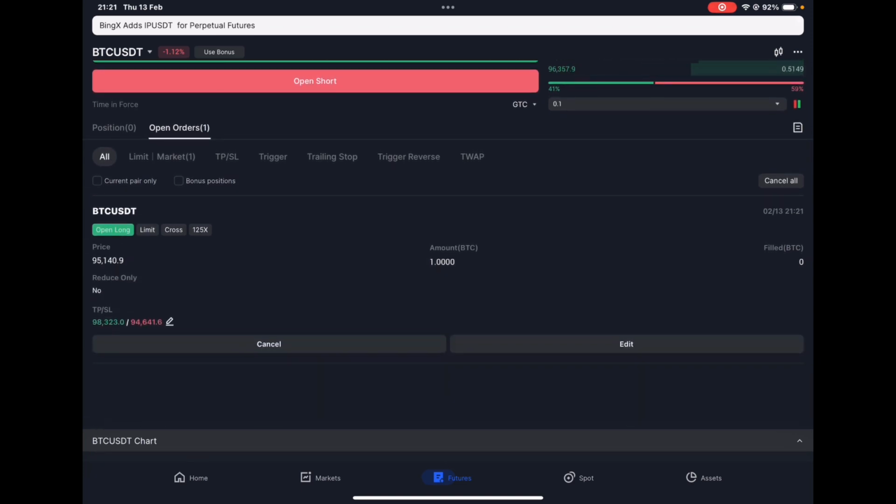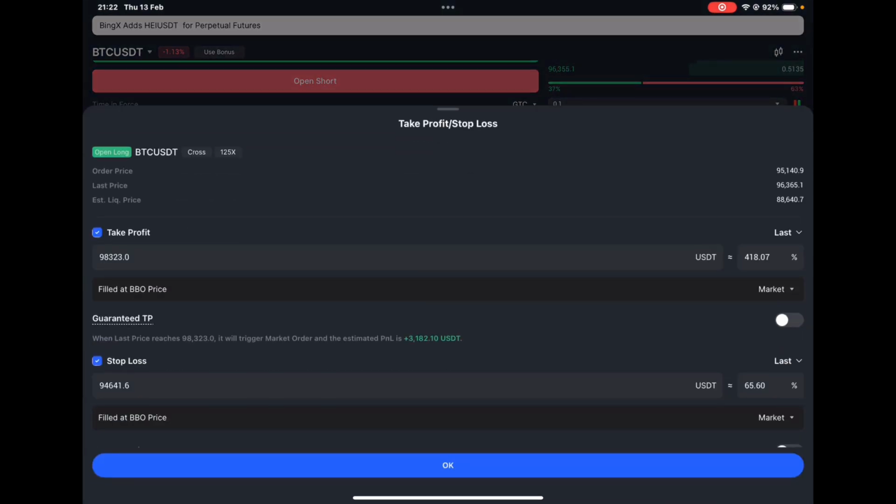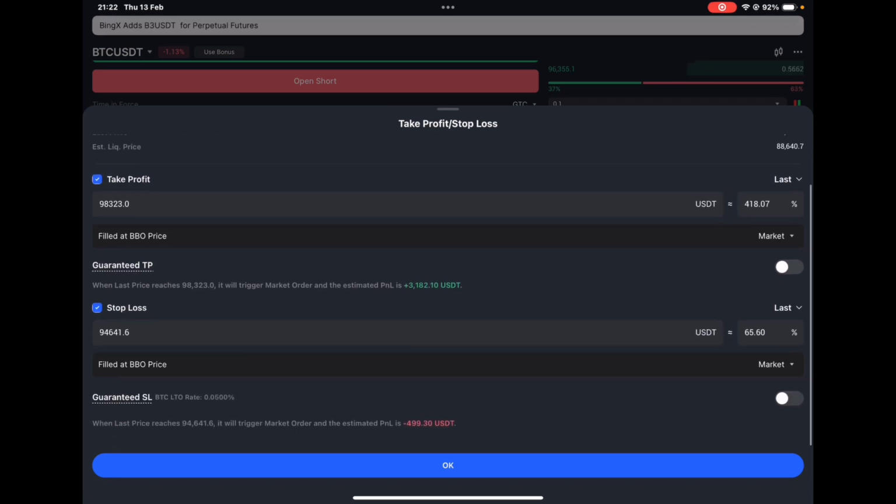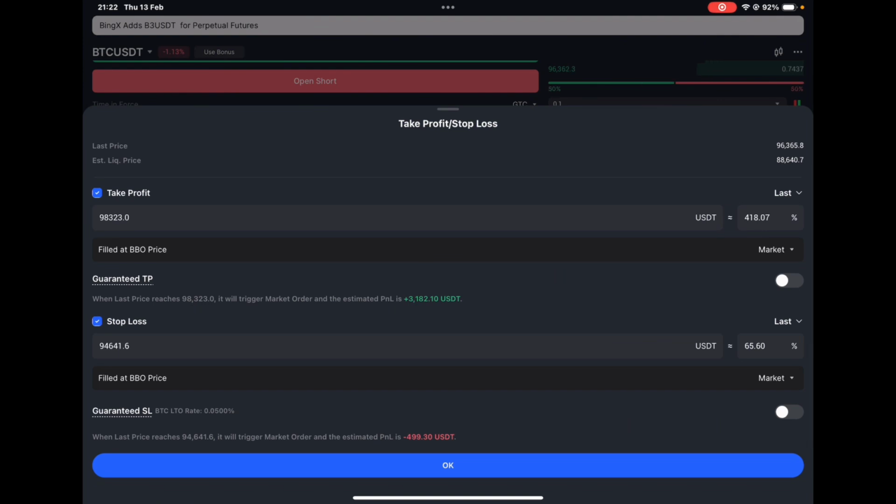So you can see the trade here. I have placed the trade. When I click on this pen here, it's going to show me how much I'm risking and how much I'm making. So you can see the stop loss down there. When price reaches it, the estimated loss will be 500, right? And you can see take profit. When price reaches 98, it will trigger a take profit for me, and I'll make $3,000 plus. So this is how you maximize leverage, right? Stop using less leverage. With this formula, you can maximize your leverage and make good profit, right?